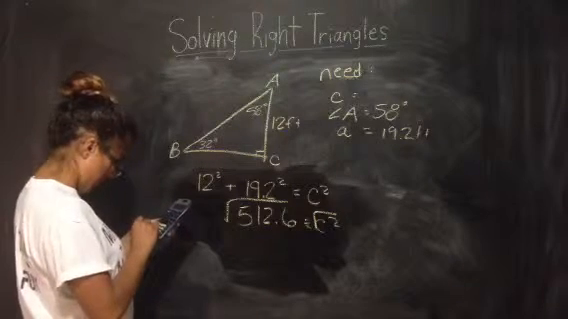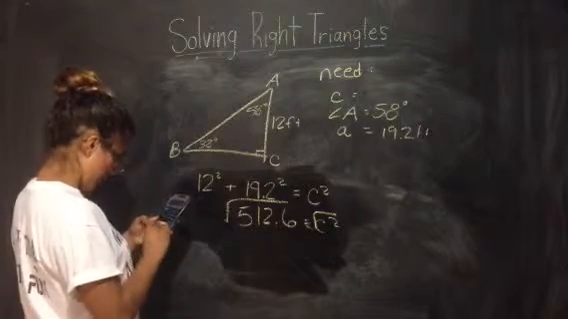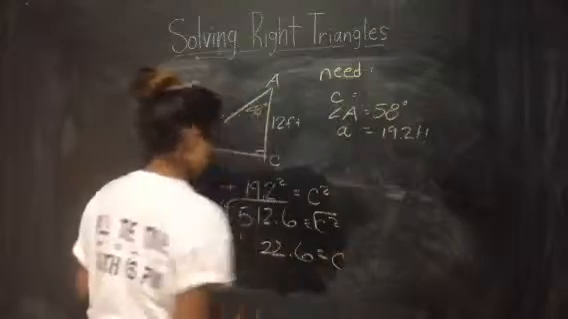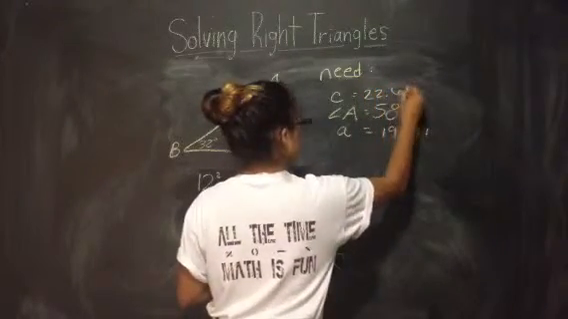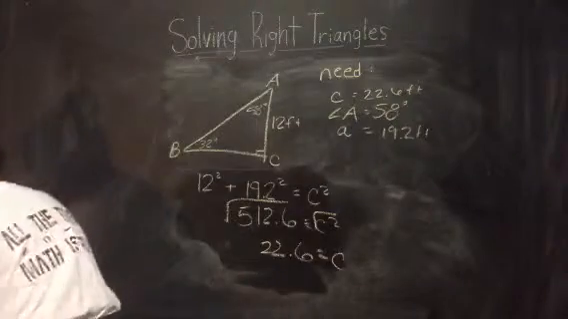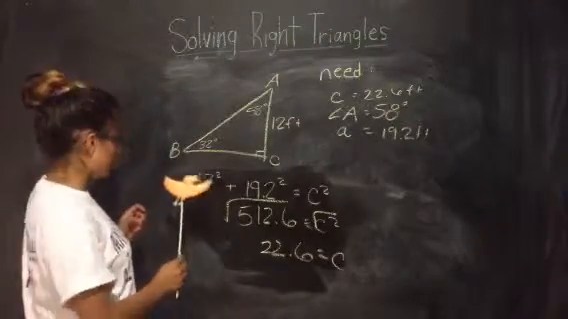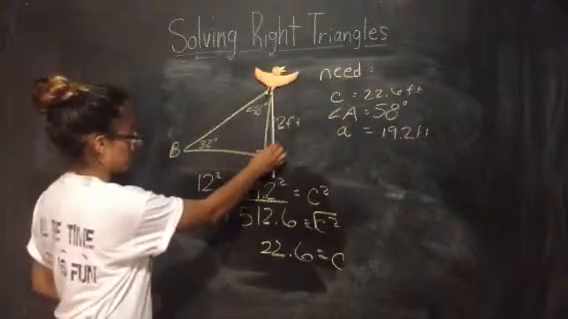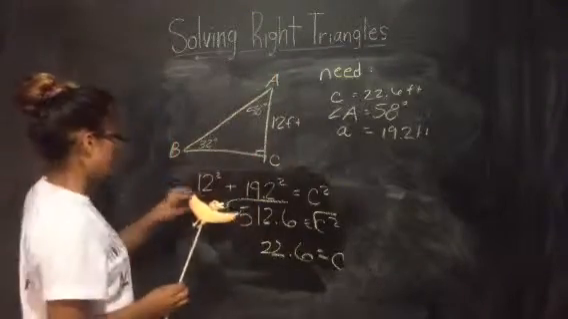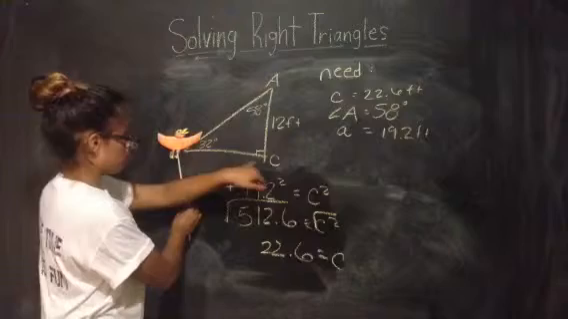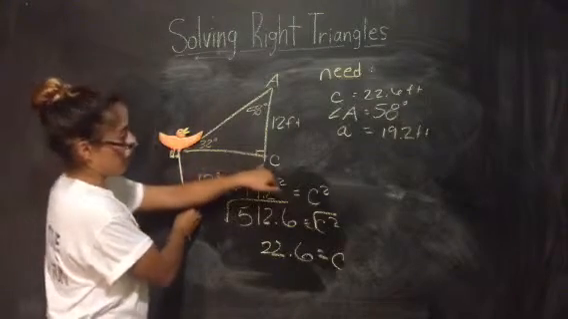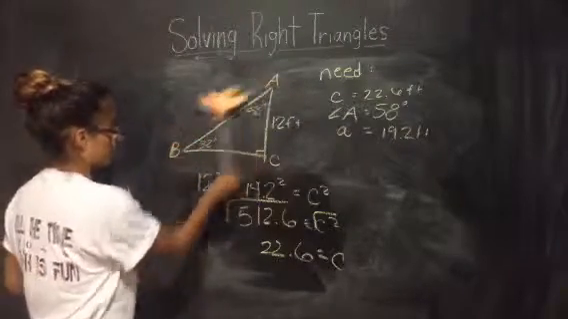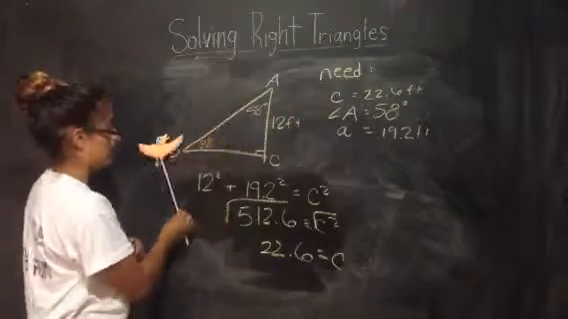Square root of 512.6 equals 22.6 equals c. Feet. So we find out that the distance from the bird flying from the ground to the top of the building is 22.6 feet, and the distance from the bird's starting point to the bottom of the building is 19.2 feet. And that could help you figure out the angle in here.